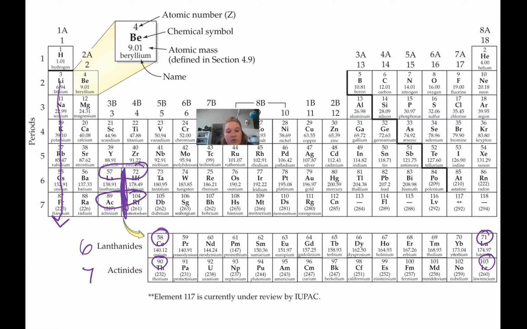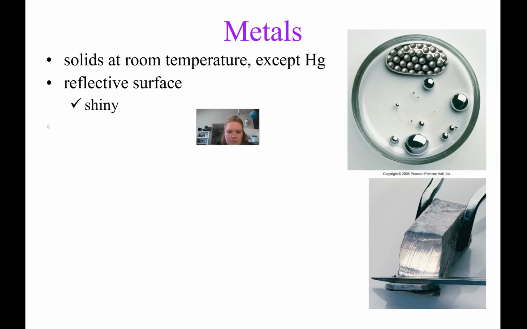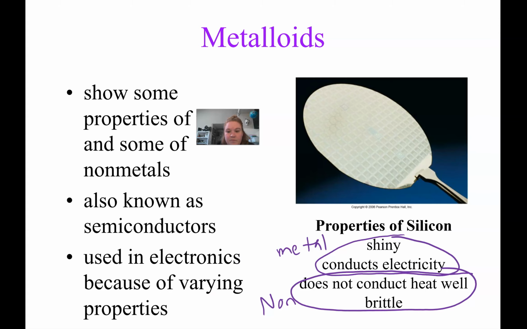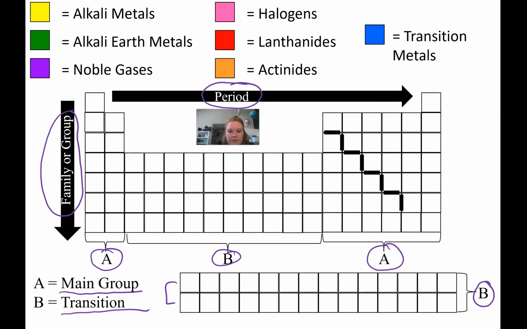Because of where they're located, they're part of the entire transition metal family, but because they're kind of inserted inside of it, they are called the inner transition metals. All right, let me click back to where we were. Here we go. So these are also referred to as our inner transition metals or inner transition elements.